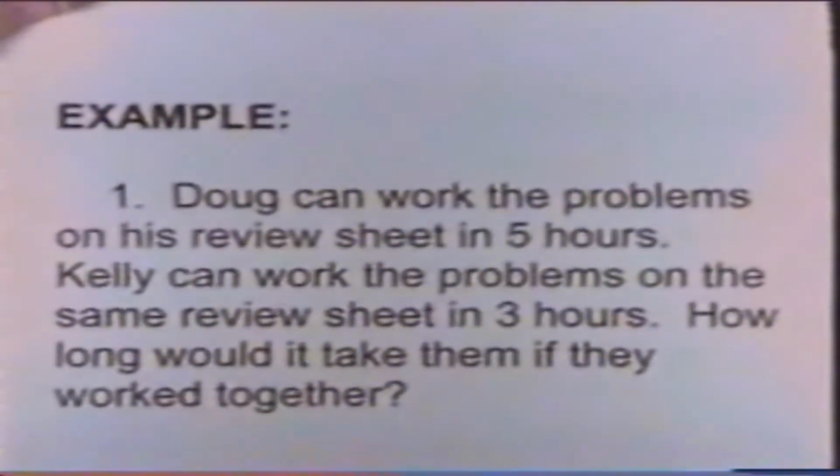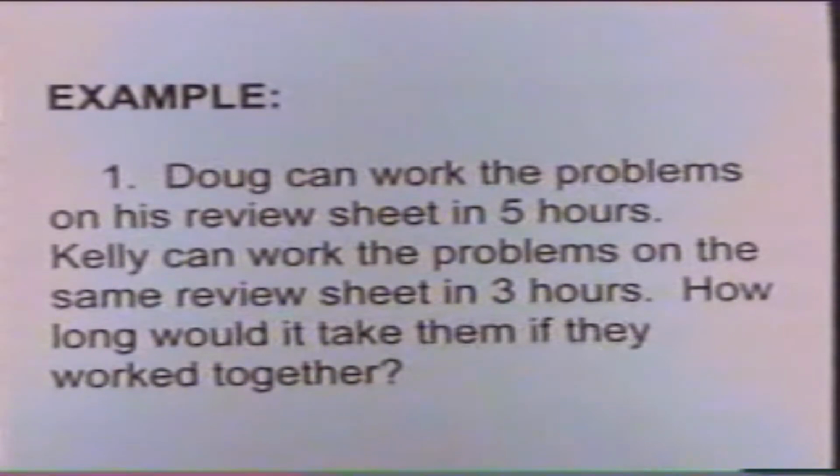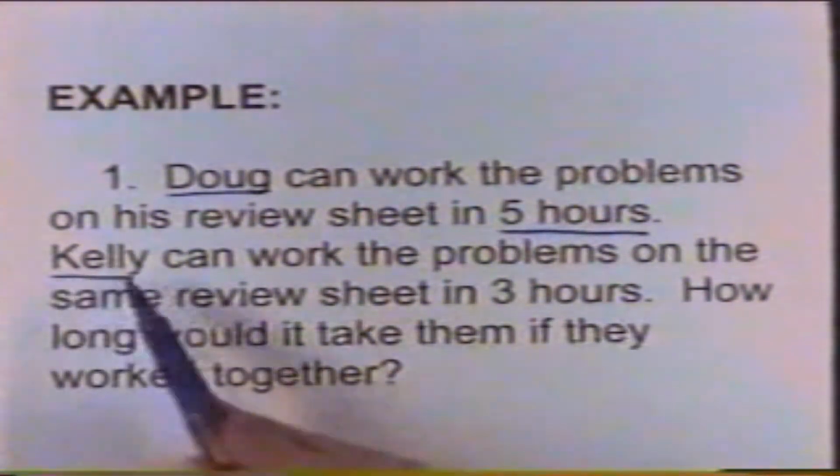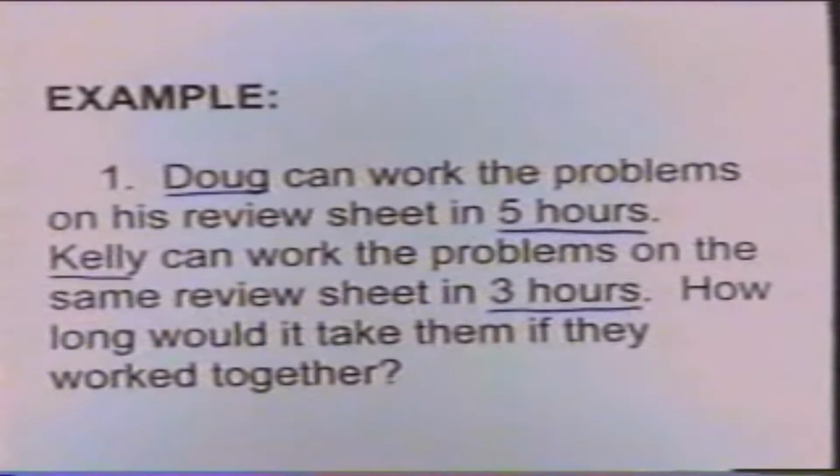Okay, let's look at our first example. Doug can work the problems on his review sheet in 5 hours. Kelly can work the problems on the same review sheet in 3 hours. How long would it take them if they worked together? What's important here is that Doug working alone takes 5 hours, Kelly working alone takes 3 hours. So those two numbers give us Doug's rate and Kelly's rate.